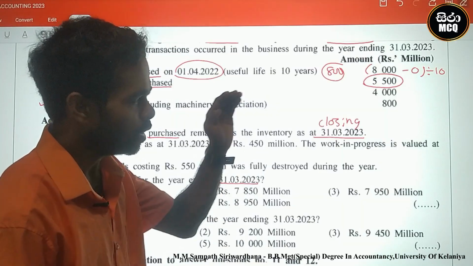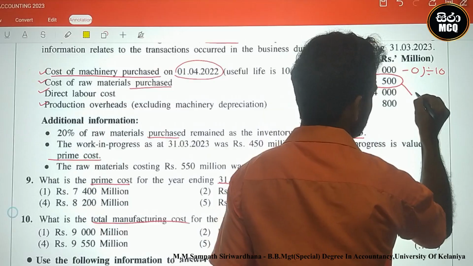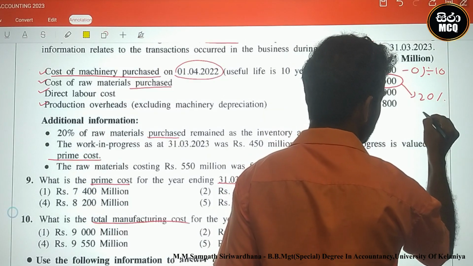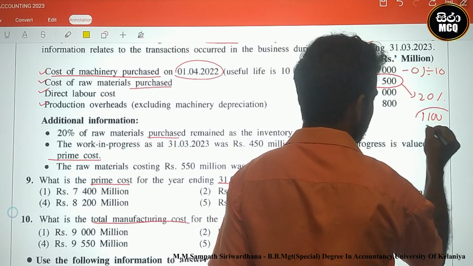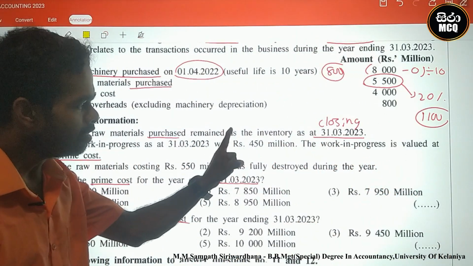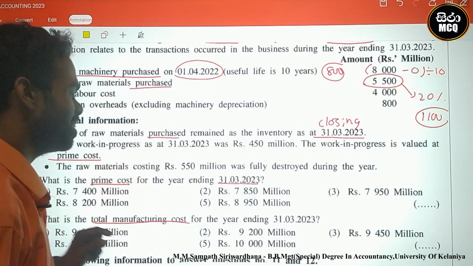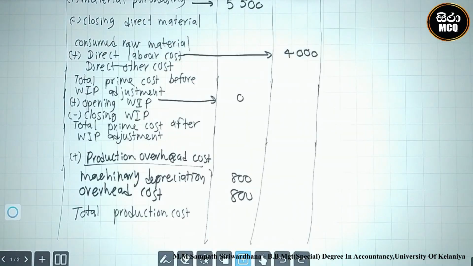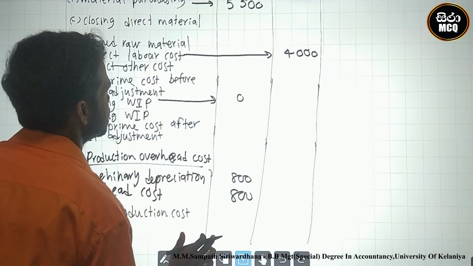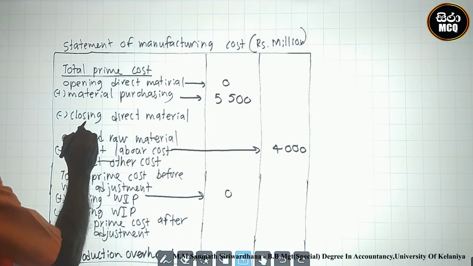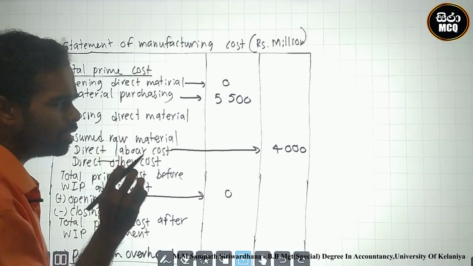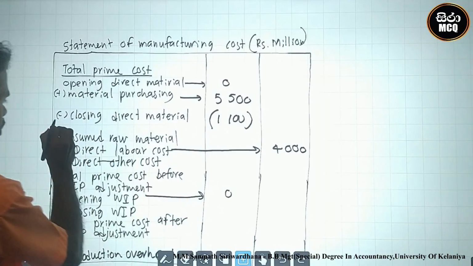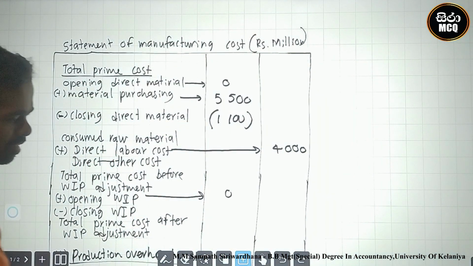We can identify 20% of 5,500, which is 1,100 million, as inventory at closing. Look here, the closing direct material, the remaining balance, is 1,100. We must deduct it. This is the deduction. Okay, next one.